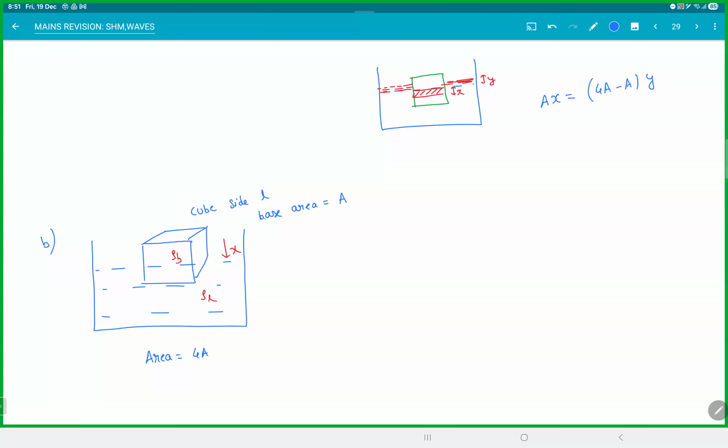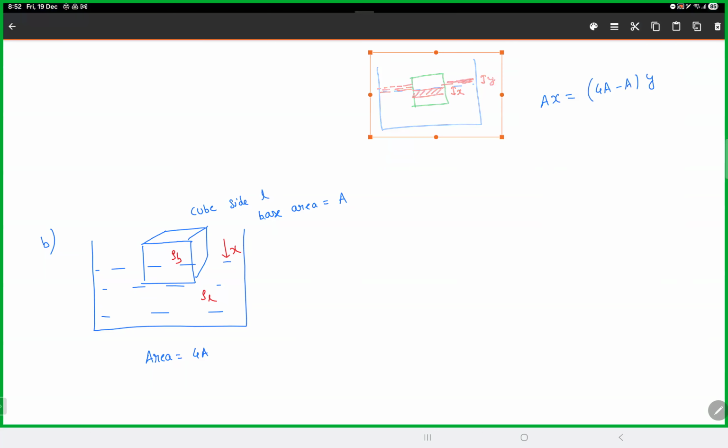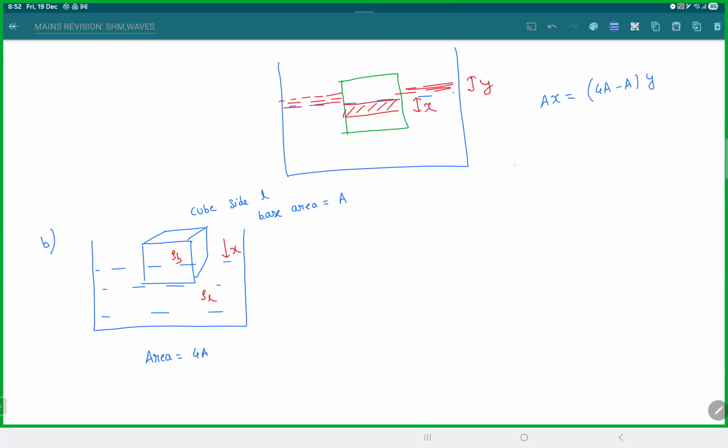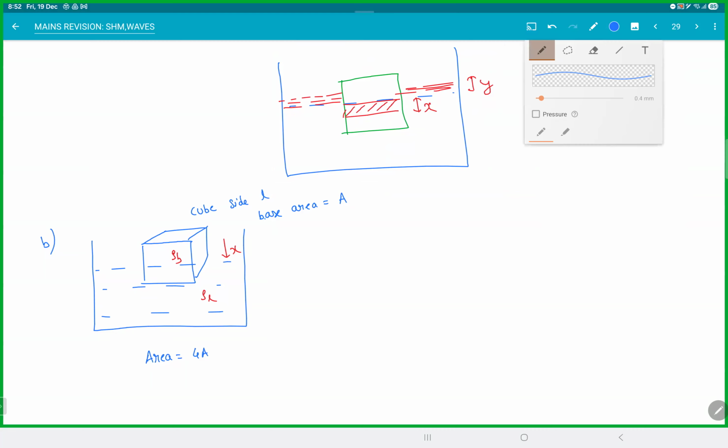Where will this liquid go? It has to go somewhere. That liquid will get displaced. I hope you're able to see that picture there. This liquid will get displaced from here and will go to the sides. So the liquid level in the container will increase. So y will be x by 3.